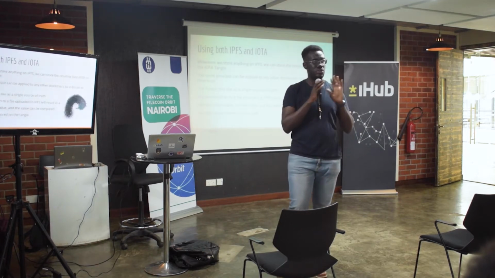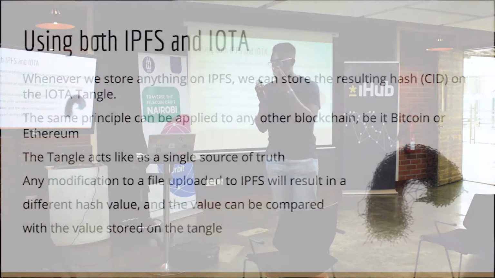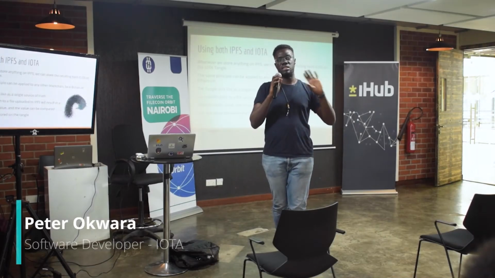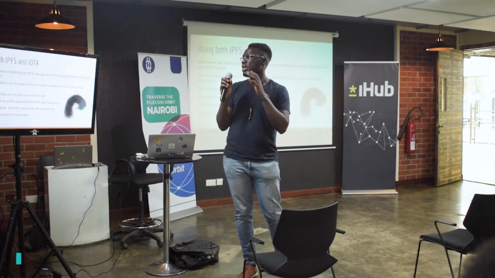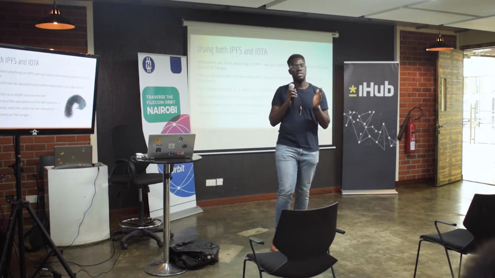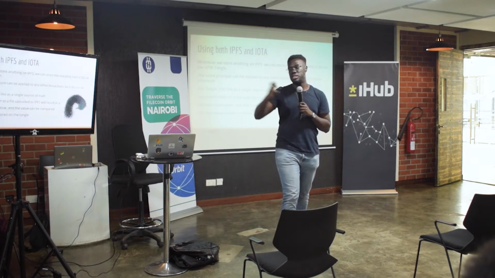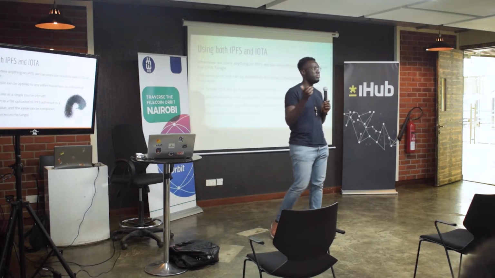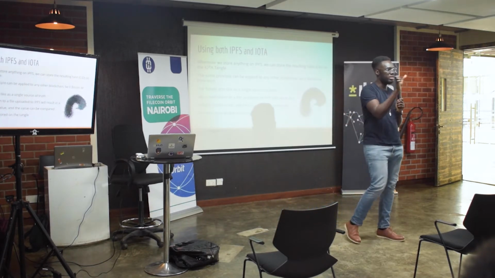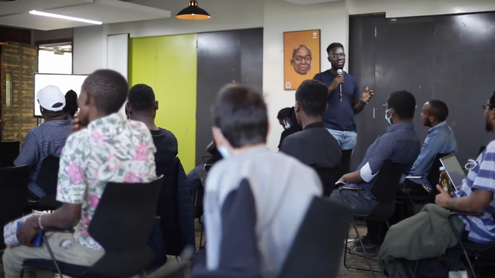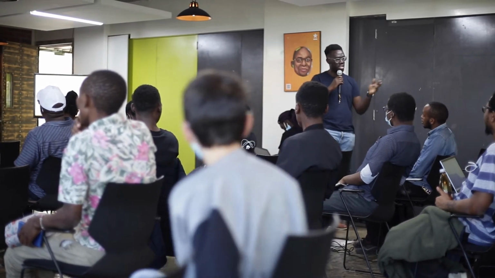Now, how do these two come together? As I said, when you store something on IPFS, you get a hash that says this file has a certain hash. And then that hash, ideally you could store in an immutable database, being the blockchain. In this case, you're using IOTA, but you could use other blockchains. You could probably use Ethereum. You could hash a document and put the hash on Ethereum, or EOS, or the Binance Smart Chain, or in a smart contract.